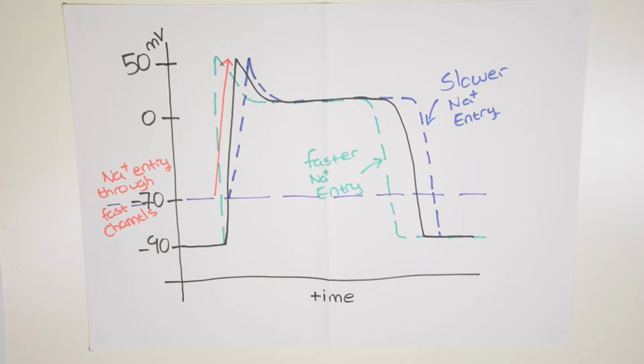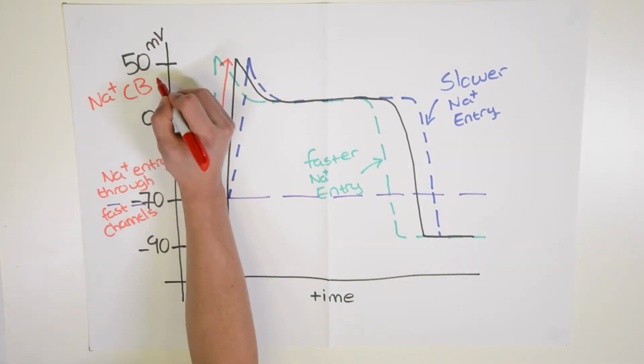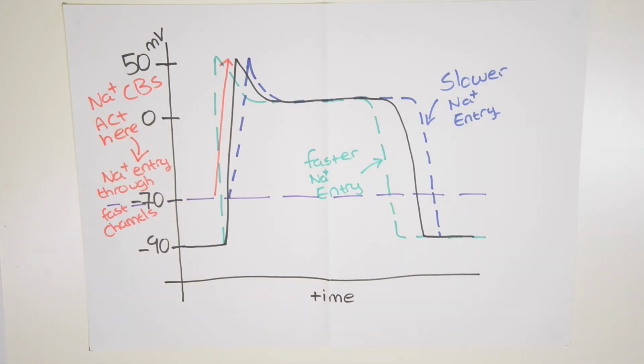A far more effective means of slowing down phase 0 would be to reduce the availability of active channels by which sodium may flow into the cell. This is precisely what sodium channel blockers do, aka your class 1 antiarrhythmics, such as flecainide.